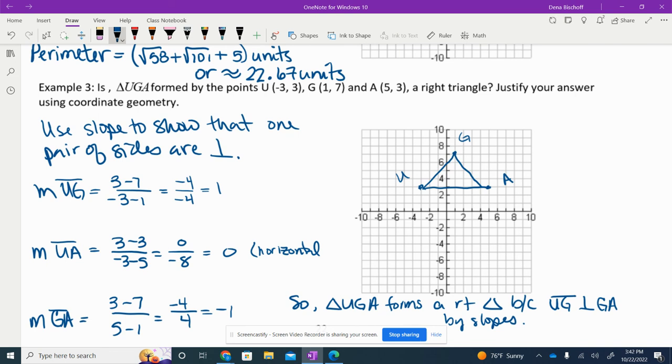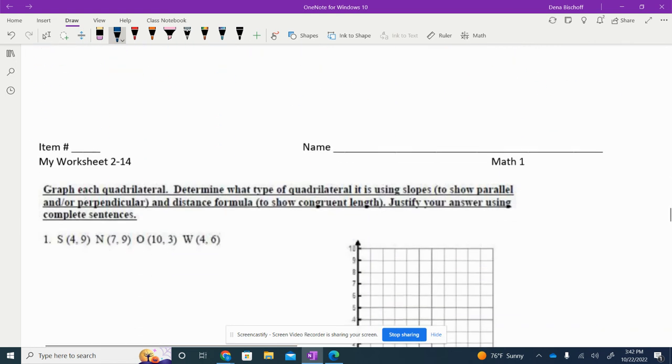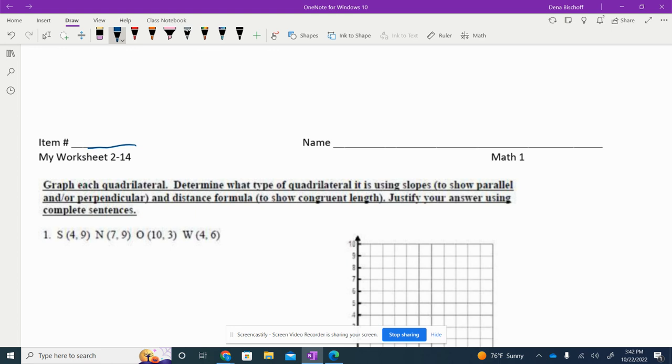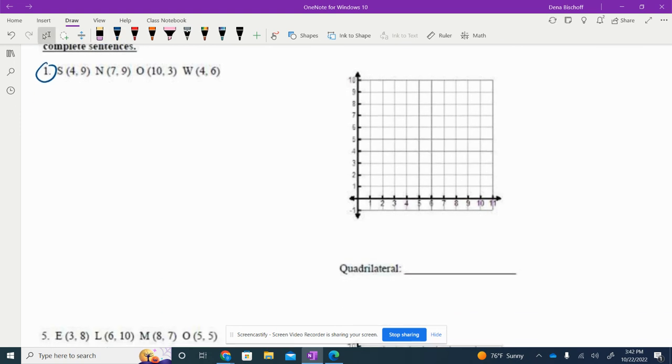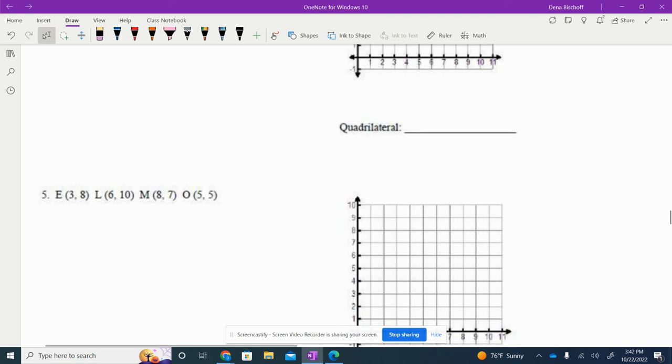So let's look at your homework. I know there were 2 videos for this lesson. I know it's a lot. So homework. This is lesson 2.14. You're going to do number 1. And I'm just going to give you a hint. I'm pretty sure that number 1 is a kite. I want you to prove that it's a kite. So look at the notes that we took about showing that something is a kite.